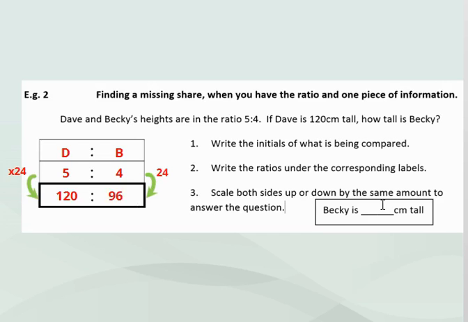96 is our answer because we're working in the ratio of 5:4. If Dave is 120 centimetres, Becky is 96 centimetres.